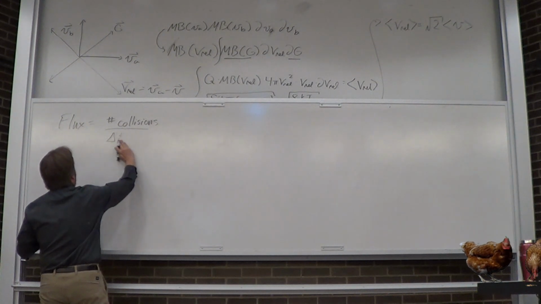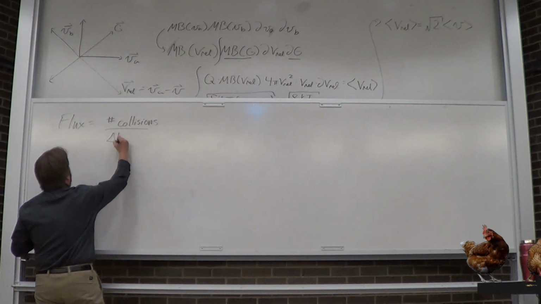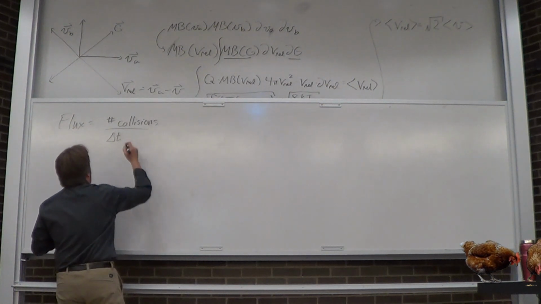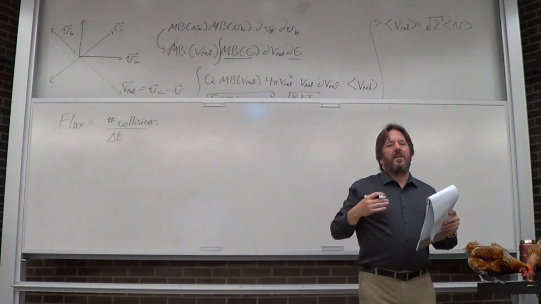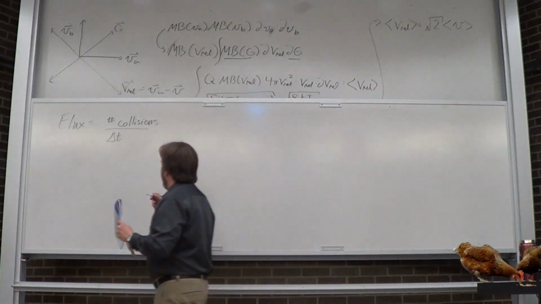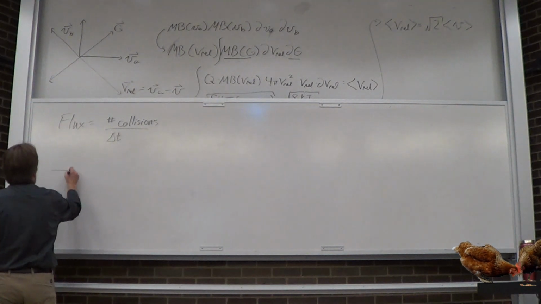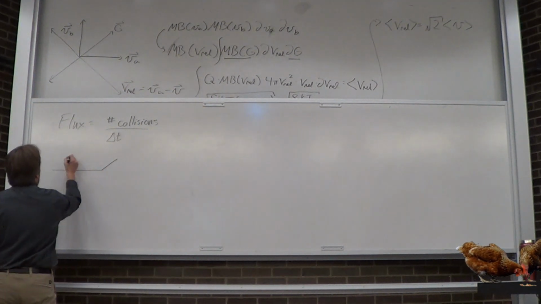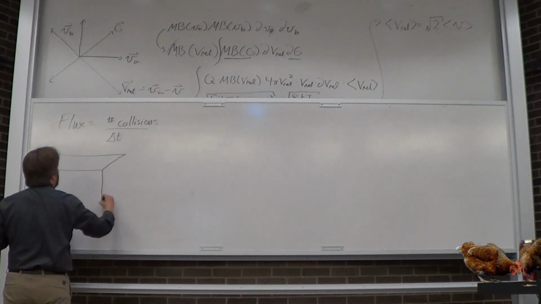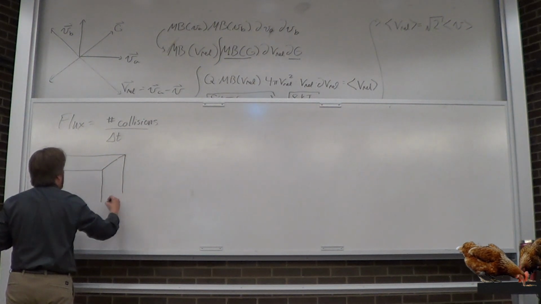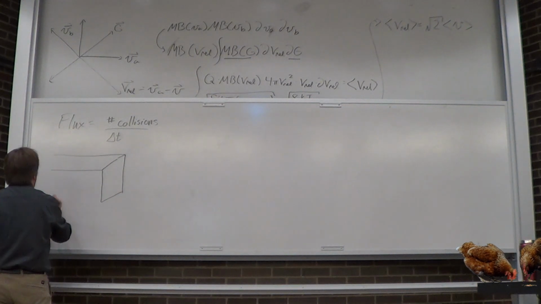Number of collisions of gas, since we're doing perfect gases still, number of collisions per time. So that's like a collision frequency. Now, there's another little bit about this here. Let me go ahead and draw the geometry of what I'm setting up. I'm going to do this in a box because it's just a little bit easier to follow along.